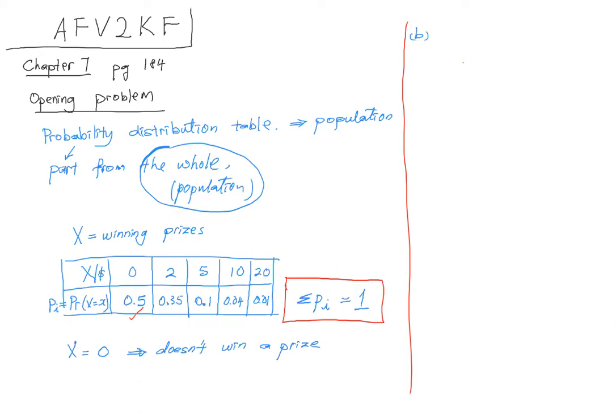So X equal to 1. Okay, so part B is, what is the most likely outcome for playing the game? The most likely outcome means bear in mind the highest probability. It is that Jane doesn't win any prizes. That is X equal to 0.